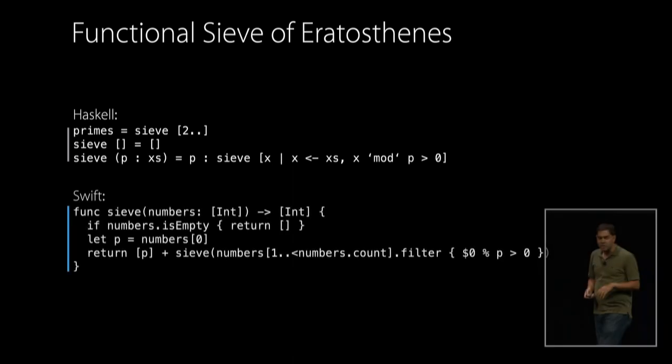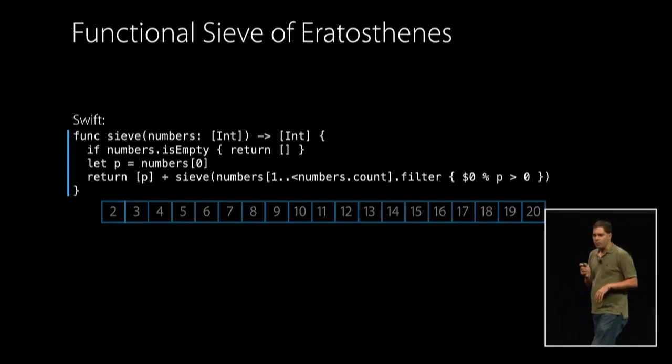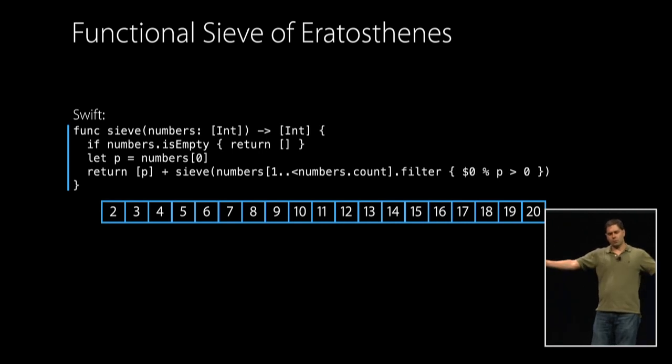Here's a very similar implementation, because it turns out Swift can do functional also. And if you want to make it lazy, that's an exercise to the reader, but it's not that much harder. And we're going to walk through how this algorithm works, because it's very, very similar. OK. We start with our array of numbers from 2 to 20.